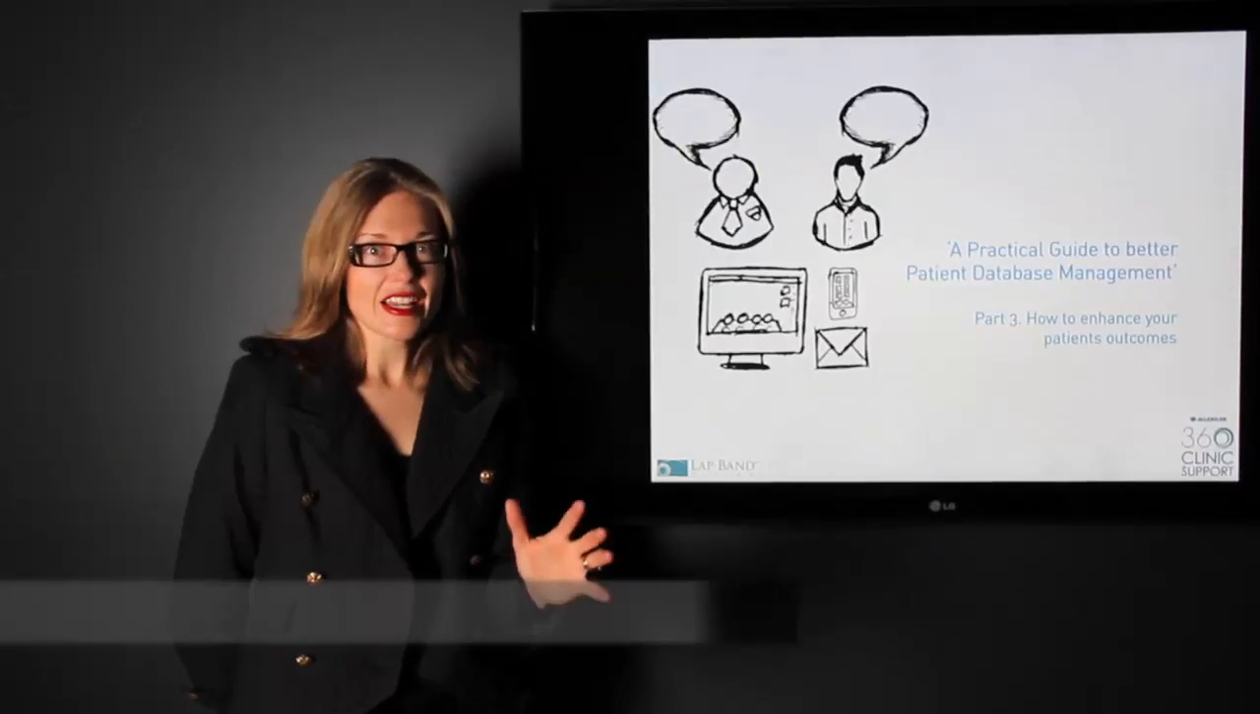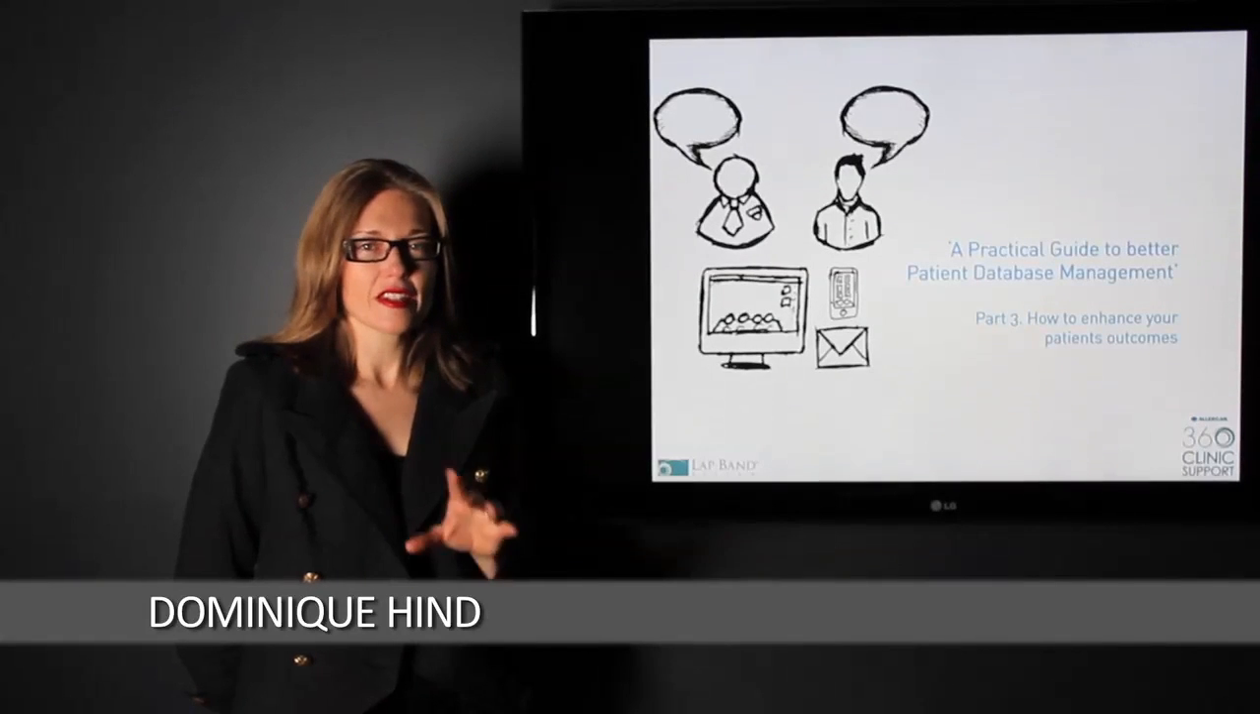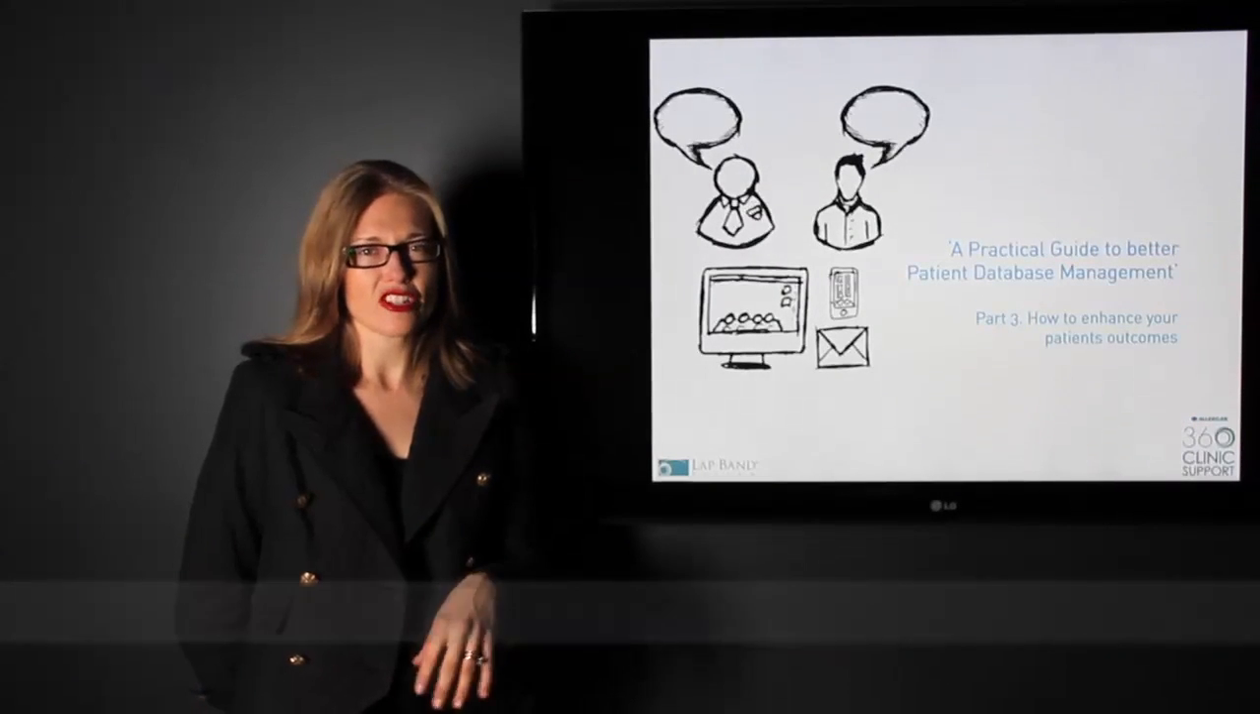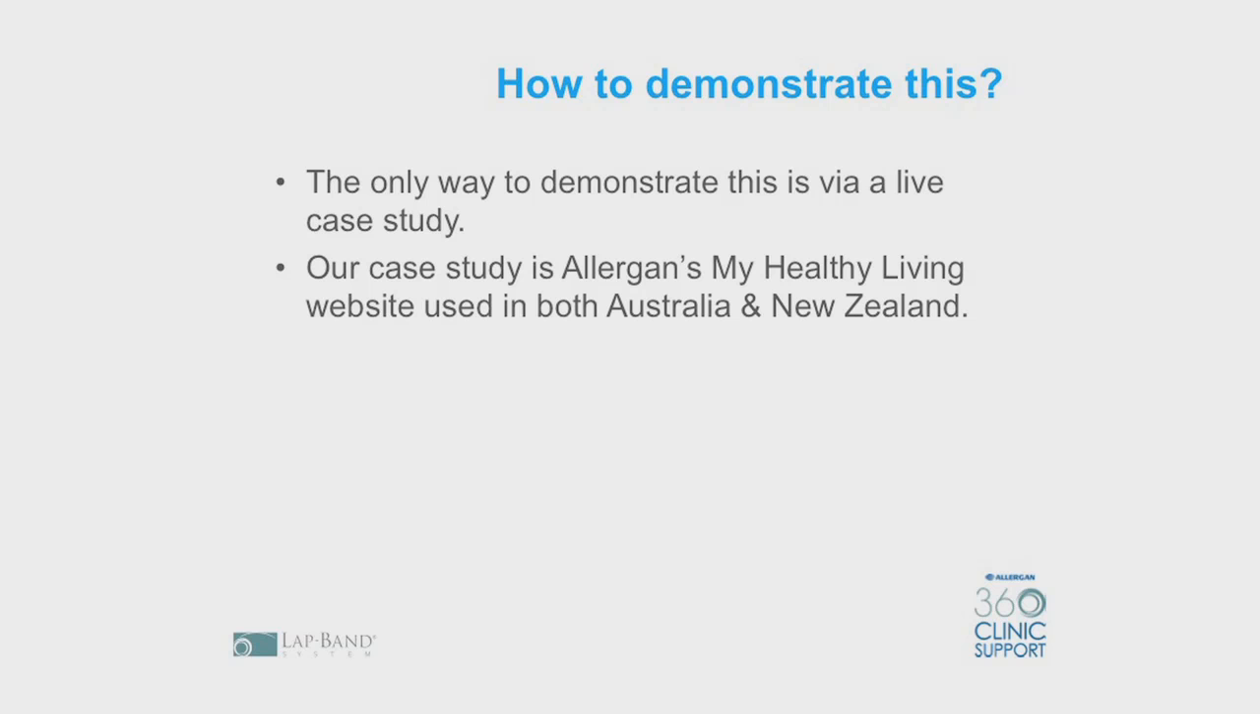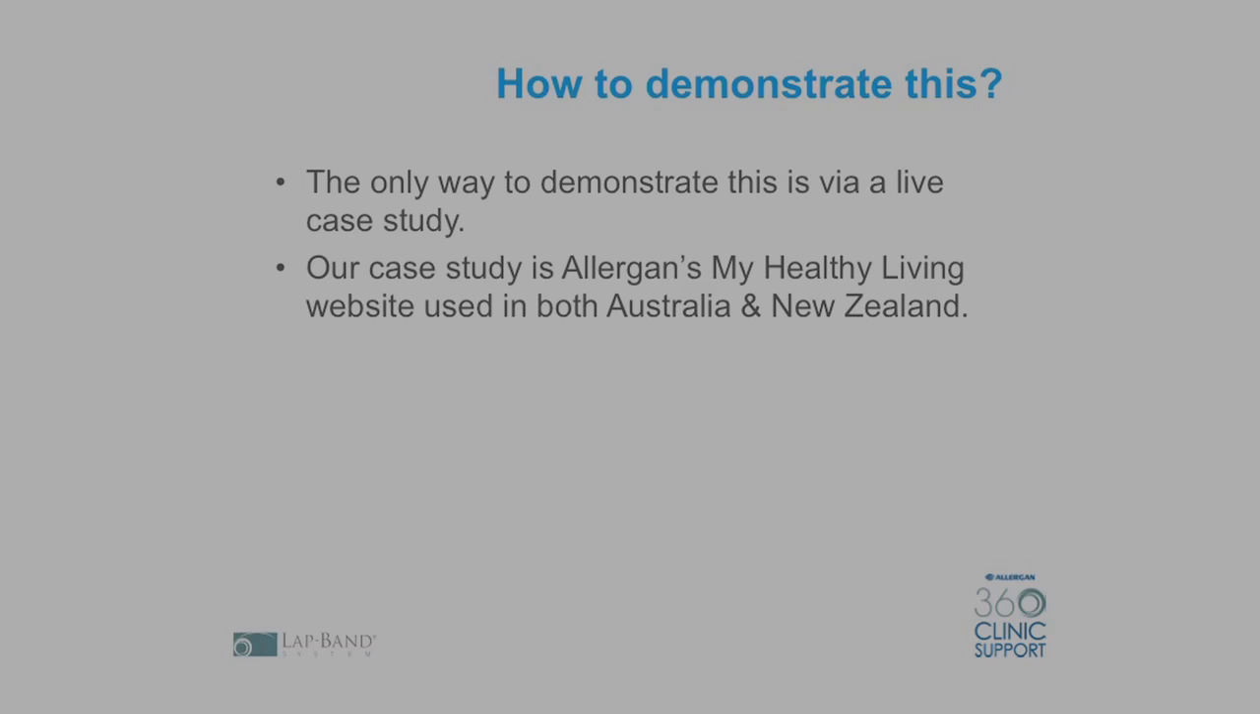So we're up to the last part of this webinar, and this is really talking about the implementation and how you should implement everything that we've talked about previously. So the best way to explain this or to show how we can do it is by using a case study. One of the case studies that we are using is the Allergan My Healthy Living website.